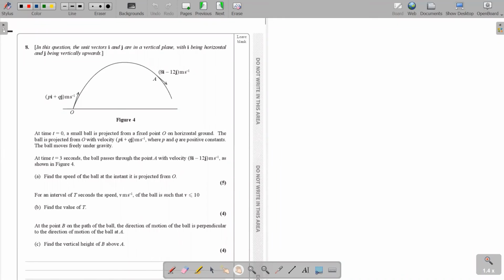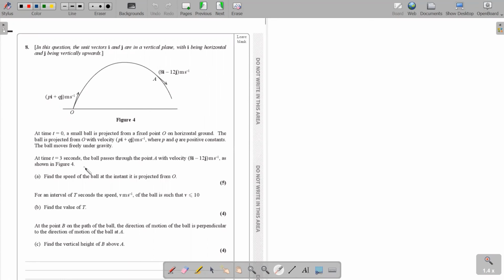Okay, so now we'll move on to question number 8. They say in this question, the unit vectors i and j are in a vertical plane with i being horizontal and j being vertically upward. At time 0, a small ball is projected from a fixed point O on a horizontal ground. The ball is projected from O with velocity pi plus qj meters per second, where p and q are positive constants. The ball moves freely under gravity.